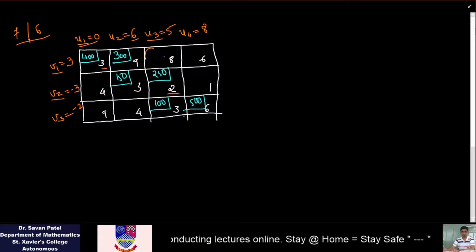Now your additional transportation cost is the corresponding cell's transportation cost minus the sum of these two, that is 8 minus 3 plus 5, that is 8. So 8 minus 8 is 0. Here you are having 6. 6 minus 3 plus 8, 3 plus 8 is 11. So 6 minus 11, that is minus 5.